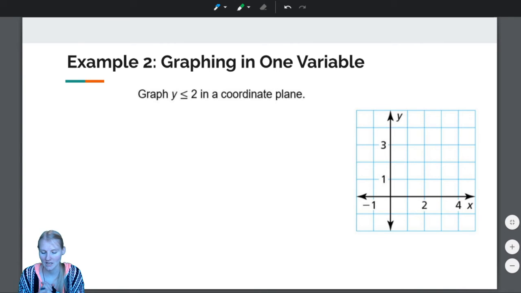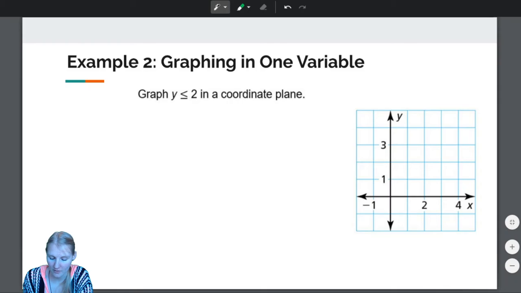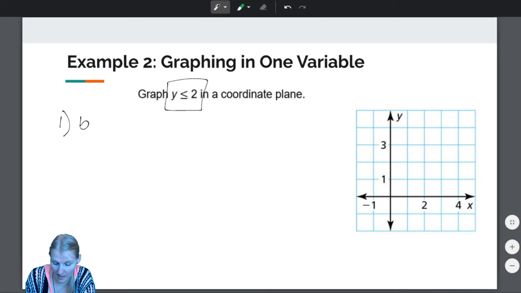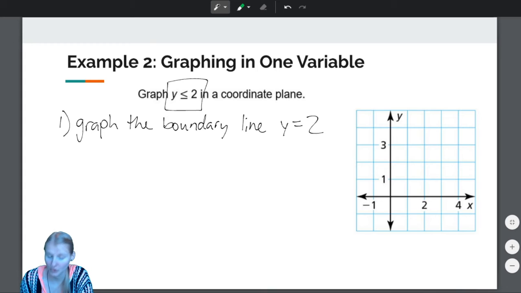And this will be our last example for today. We're going to do a few, a little more complicated examples in the next video. For this video, we're going to keep it nice and simple. Graph y is less than 2 in a coordinate plane. So, remember, step 1 is to graph the boundary line, y equals 2. So, let's do that.